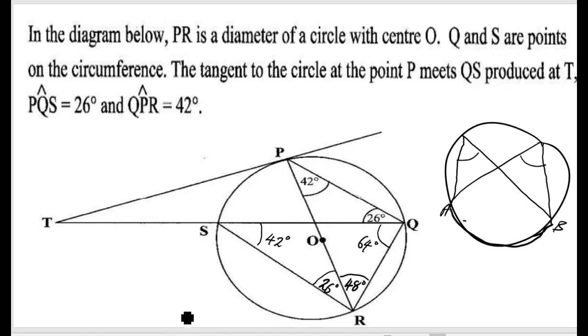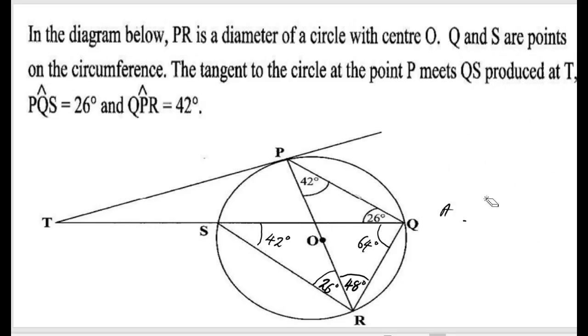Okay, so we have at least found some of the angles that we can easily find using the theorems that we have. One last theorem that we can apply here is the alternate segment theorem. If you have a circle and a tangent, a tangent is a line that touches the circle at one point. So this is a tangent.